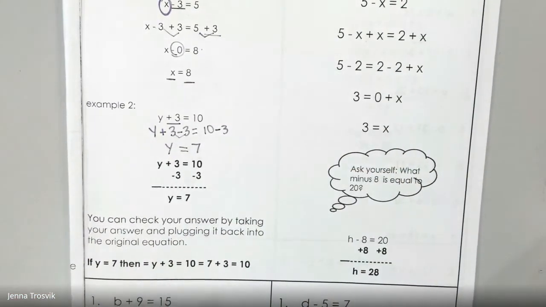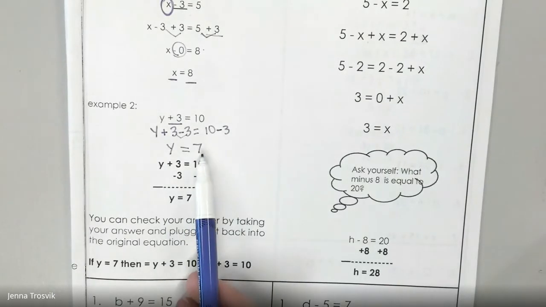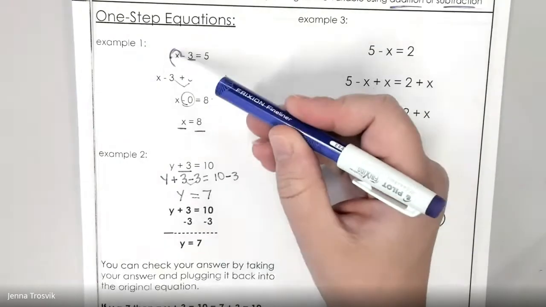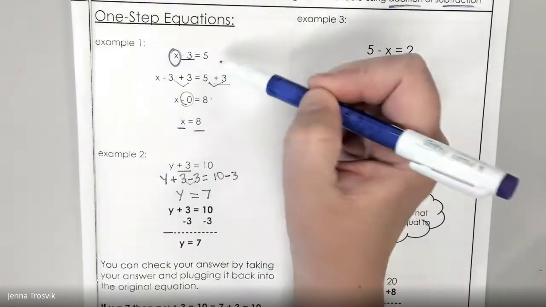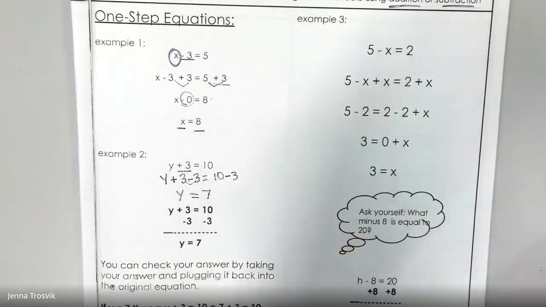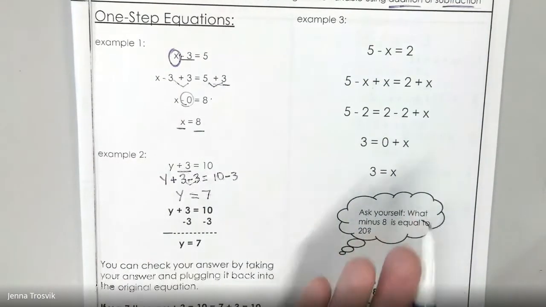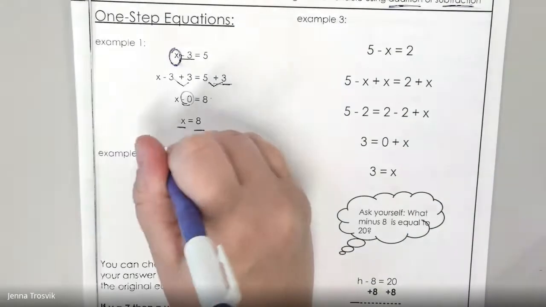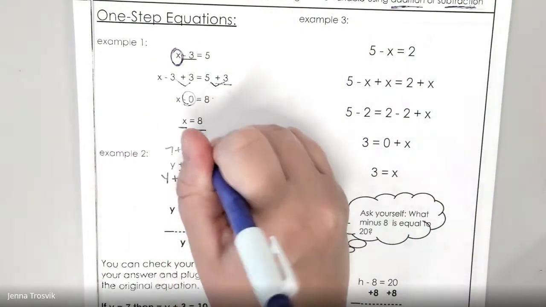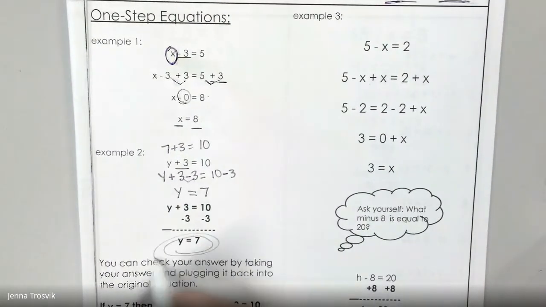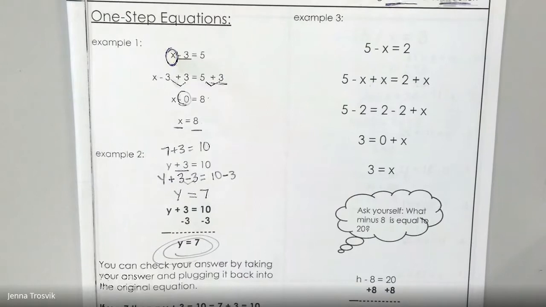All right. You can also check your answer by putting this number in for your variable. So if we were to go back and put 8 in for x, 8 take away 3 will give me 5. If my number works back in the original equation, then obviously I got the right number for the variable. Same thing with 7. If I were to take 7 and put it back in here and do 7 plus 3, I would get 10. Because 7 plus 3 is 10, which means that we did the correct thing and we got y as 7.